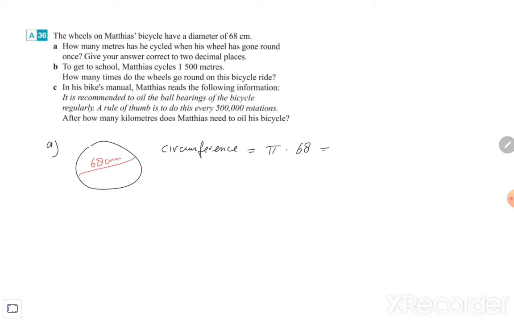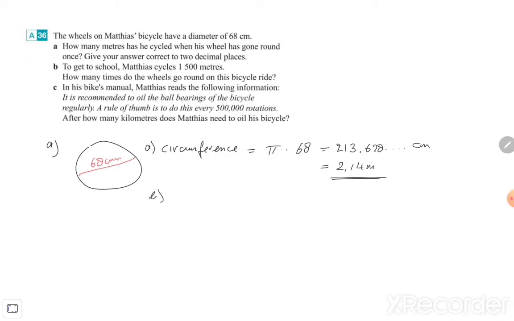The answer in centimeters is 213.628 etc. centimeters, because the question asks how many meters he has cycled when the wheel goes round once. So we need to convert the centimeters to meters, so it's exactly the same as 2.14 meters, because we need to round to 2 decimal places. So that's exercise A.